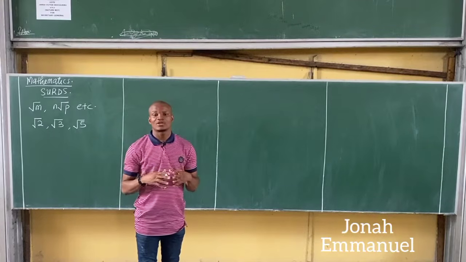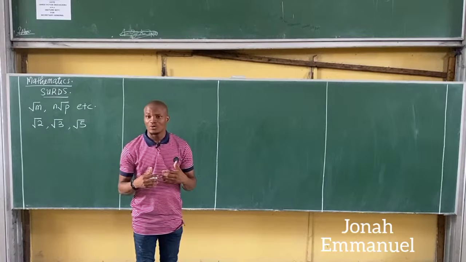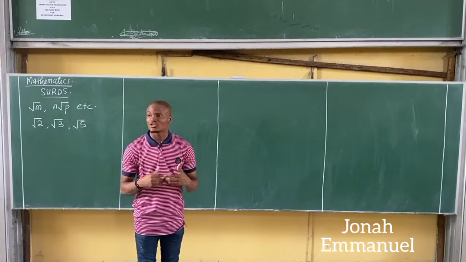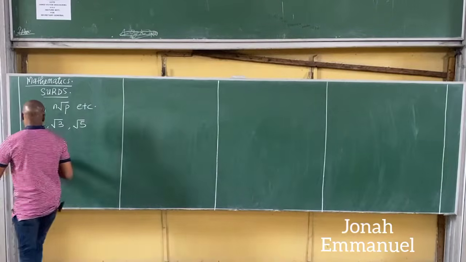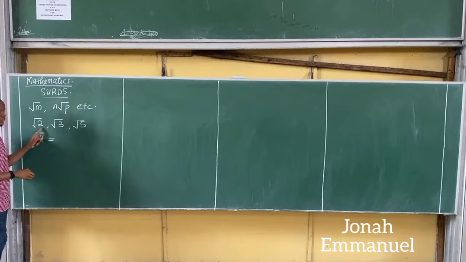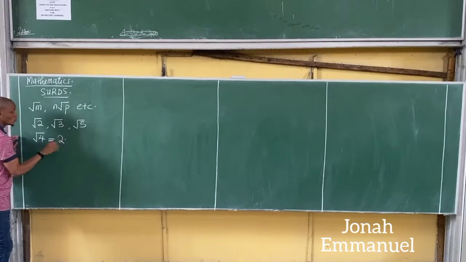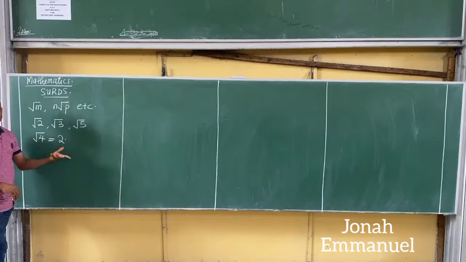A surd is not necessarily the square root of a number. That's not true. You could have the square root of a number that's not a surd. It's very much possible. For example, if I take root 4, what's the square root of 4? It is 2. So at this point, root 4 is not a surd. Why? Because it has a whole number as its answer.